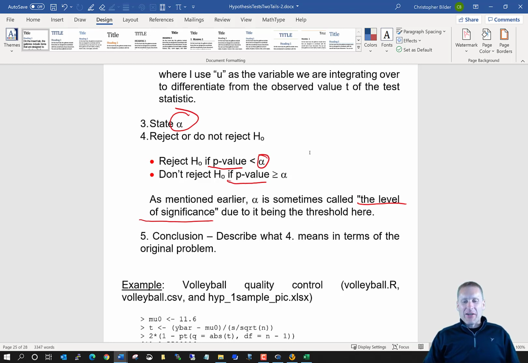Step 5, state your conclusion. Describe what 4 means in terms of the original problem. Now, I will tell you that when you're using a computer to do a hypothesis test, very frequently these p-values are given to you automatically. And so this is very frequently the easiest, quickest way to get the job done in terms of doing the hypothesis test.